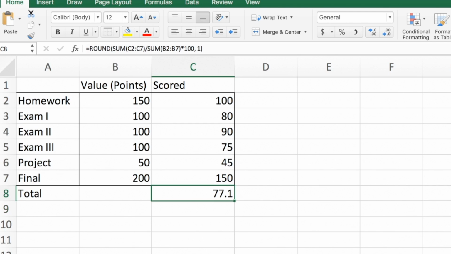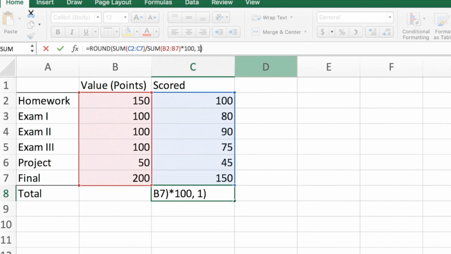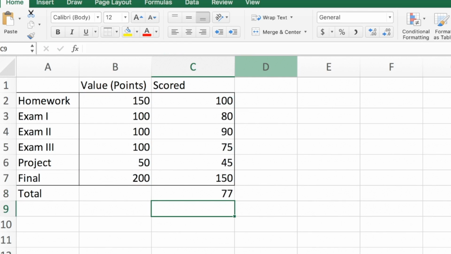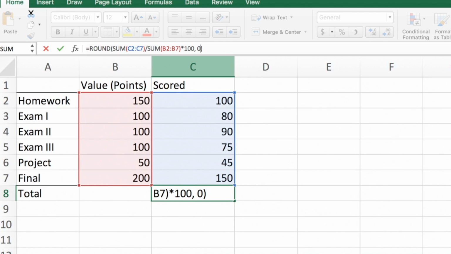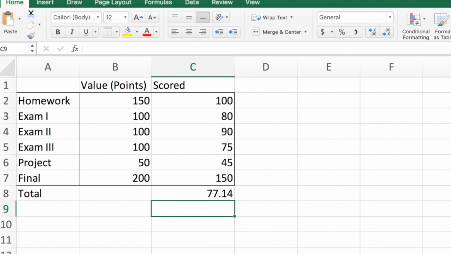If we wanted to maybe round it to the nearest whole number, we could say 0 decimal places, hit enter, and then it just gives us 77. But the round feature is a nice way that you can clean up those numbers if you don't need all of the extra decimal places. I'll come back here and just put this at 2.